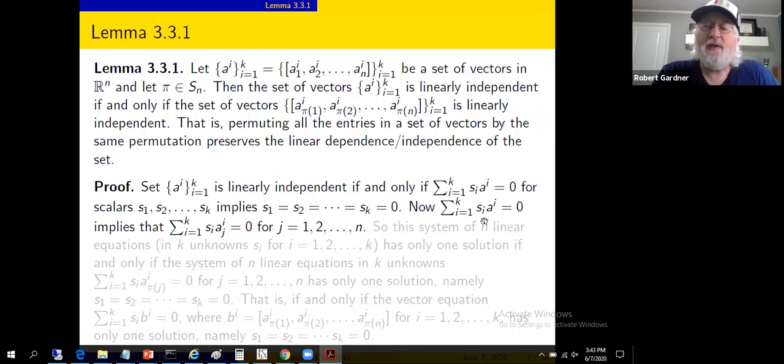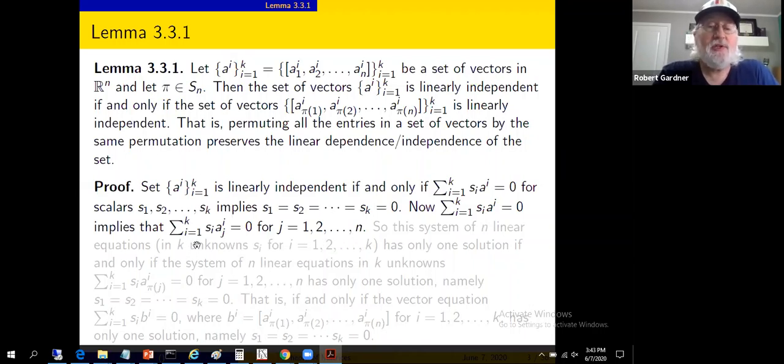But if I look at their first components, then we have S sub i, A super i sub 1, and then we'd sum from i equals 1 to k. This must be the first component of the 0 vector. Must be 0. So what we're getting out of this for each of the components is a system of equations, or a linear equation, giving us a system when we look at all the components.